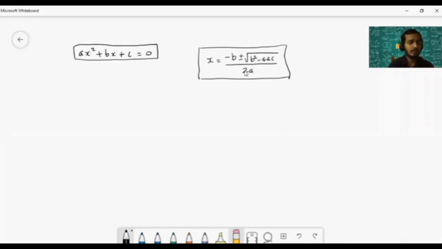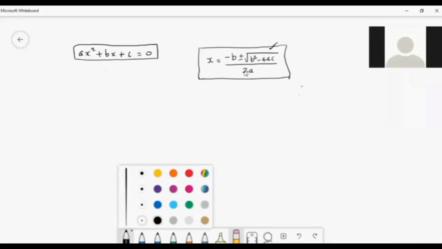From the given equation, you want to identify the coefficients a, b and c, and simply substitute the values of a, b and c in this formula. You will get the value of x in this method. The derivation of this equation is given in the textbook using the square completion method. So now we can discuss one question.